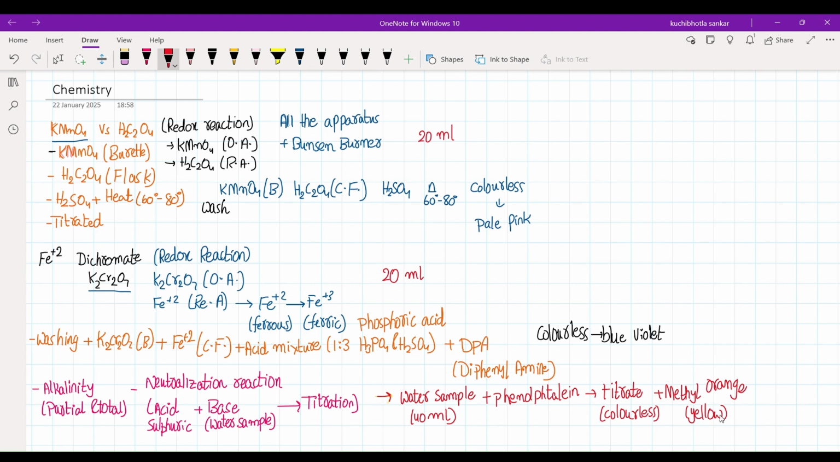Okay, so there is this thing to remember. For methyl orange in acids and methyl orange in bases, there is a table, and then we are going to titrate it again until we get what? We get pale pink color. So that is going to be our endpoint.